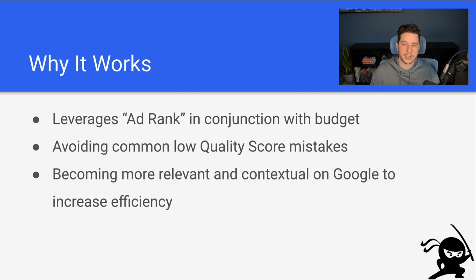One's going to be leveraging ad rank in conjunction with budget. The next is going to be avoiding common low quality store mistakes. The next is going to be making sure that your entire account and campaigns are highly relevant full circle, everything that needs to happen within there, which is going to be the campaigns, the landing pages, the text that's using the ads, the keywords you're targeting, and so on.